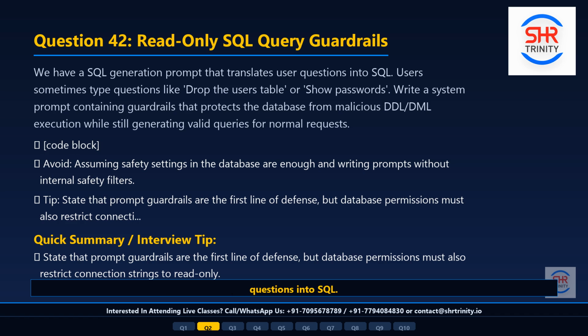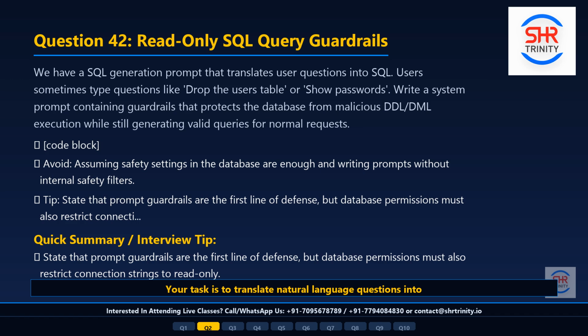Users sometimes type questions like, drop the user's table or show passwords. Write a system prompt containing guardrails that protects the database from malicious DDL/DML execution while still generating valid queries for normal requests. System prompt: you are a read-only SQL generation assistant. Your task is to translate natural language questions into valid PostgreSQL queries based on the schema.